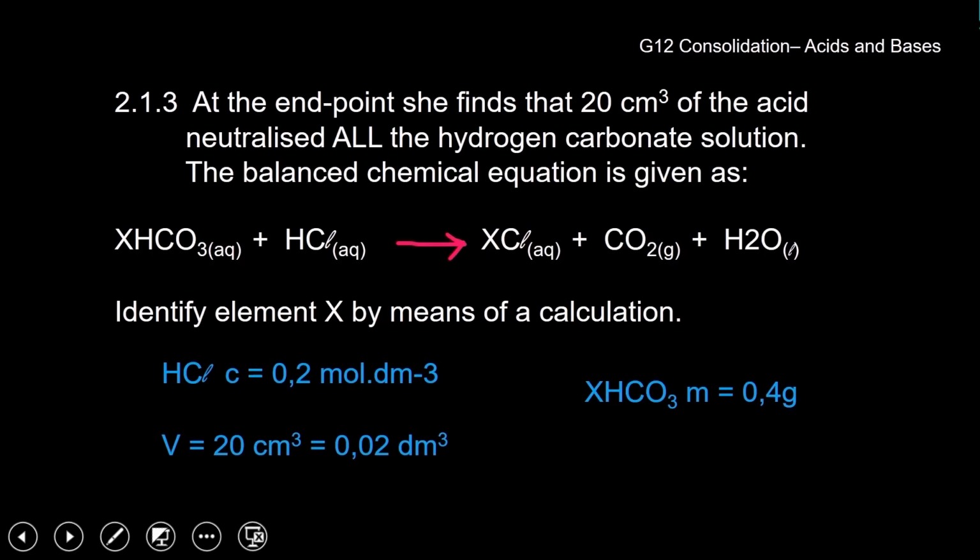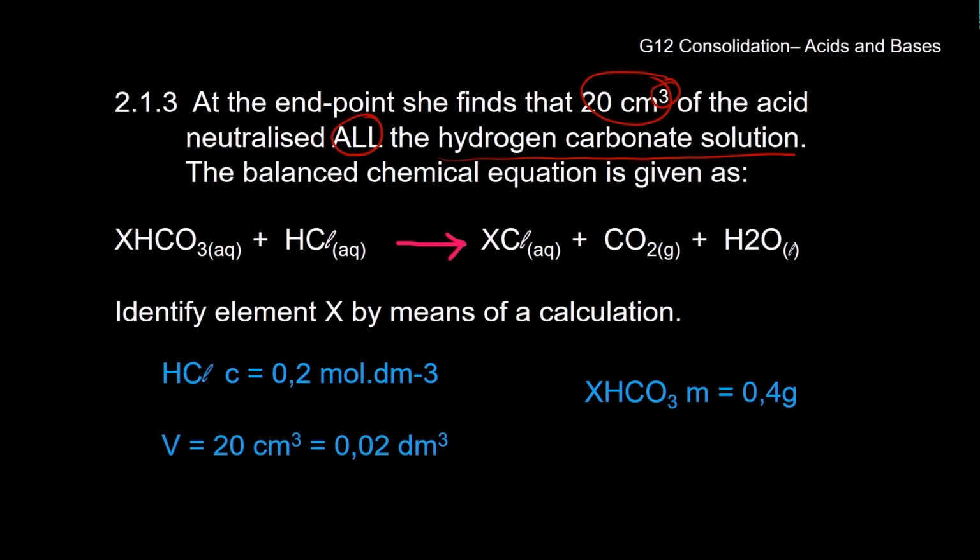Okay, now 2.1.3. At the end point, she finds that 20 centimeters cubed, again we've got the centimeters cubed, of the acid neutralizes all of the hydrogen carbonate solution. So this is telling us that the HCl is in excess. So if all of the hydrogen carbonate solution is used up, it means that the acid will be in excess.